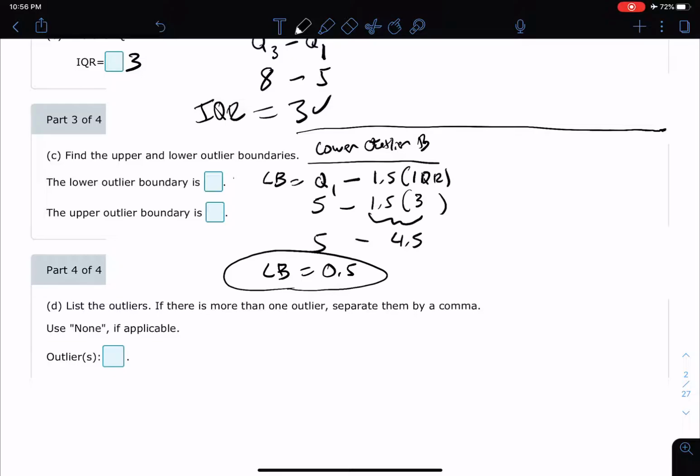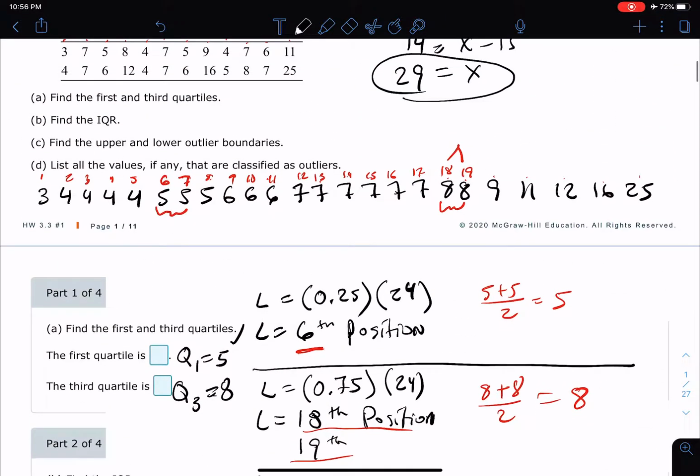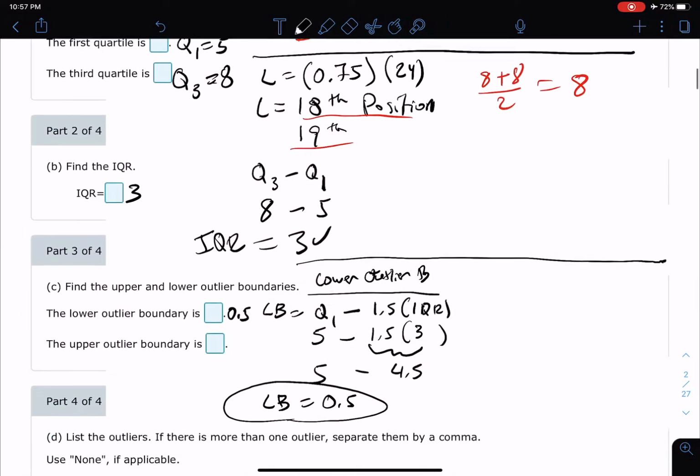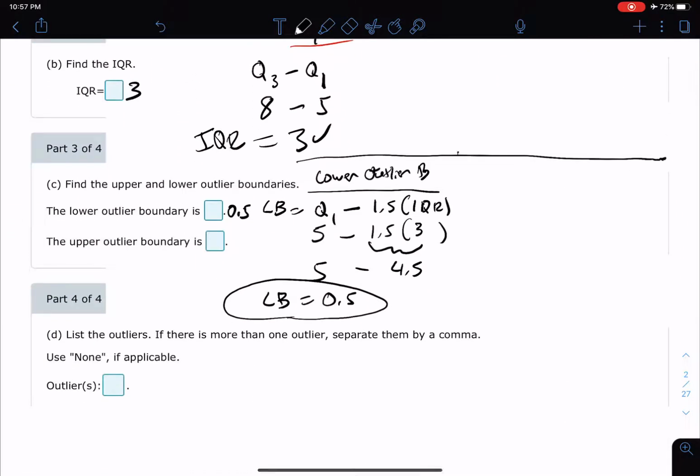Let's put that up here. That means if we have anything smaller than 0.5 in our data set, we get to cross it out as an outlier. And the smallest piece of my data is right there at 3. So there aren't any things to cross out. No outliers below that lower boundary.